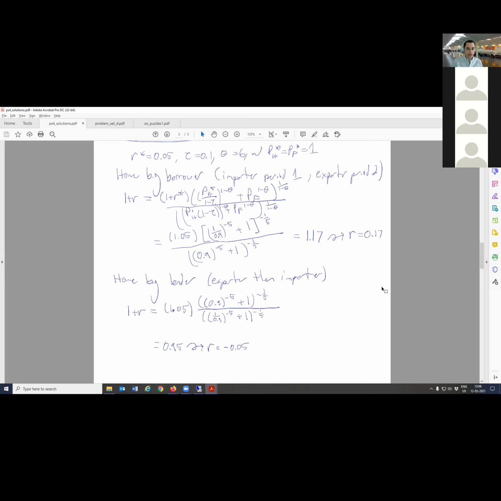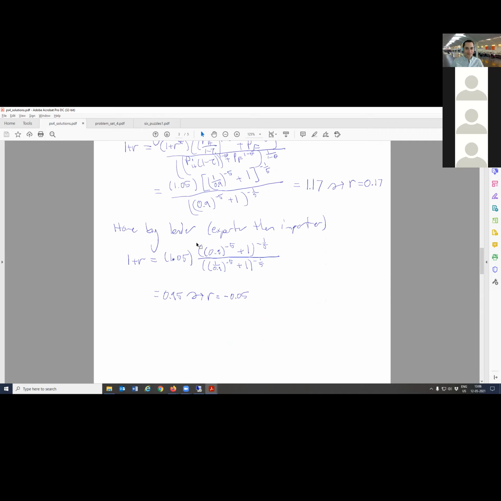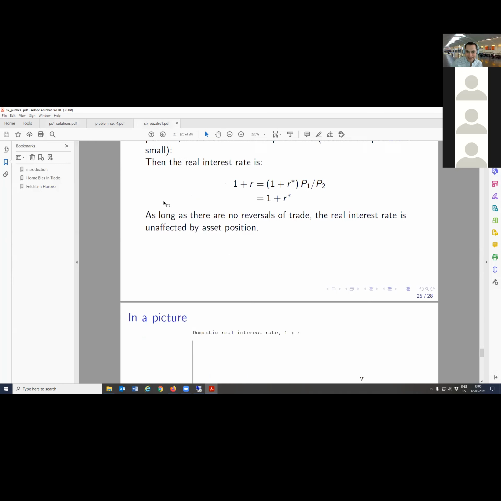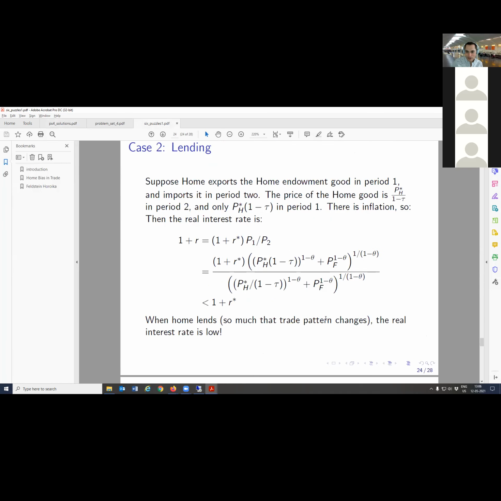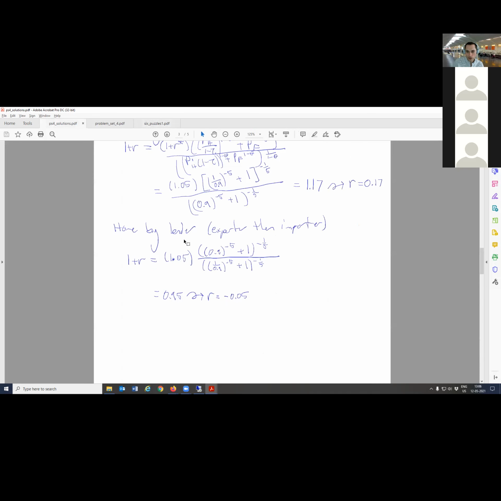Now, suppose that I were a lender. That means that I'm exporting more than I'm importing. I'm a net exporter. Then what does my real interest rate look like? Well, we can just use the equation from the subsequent slides. Here I've got the equation for the lending case, so now I'm going to use this. The only difference is that here the 1 minus tau is multiplied in the numerator, and we're dividing by it in the denominator.